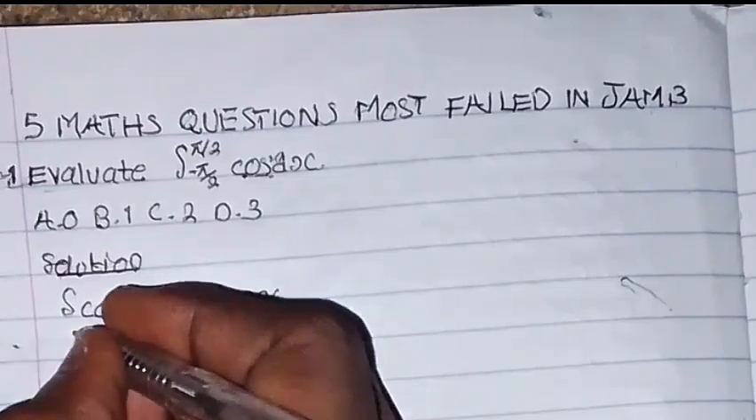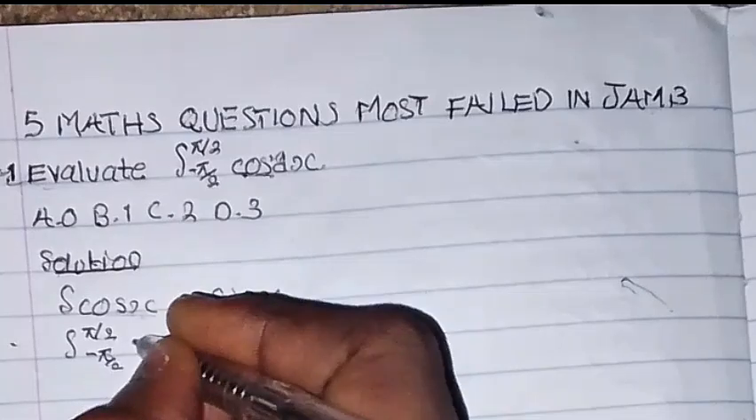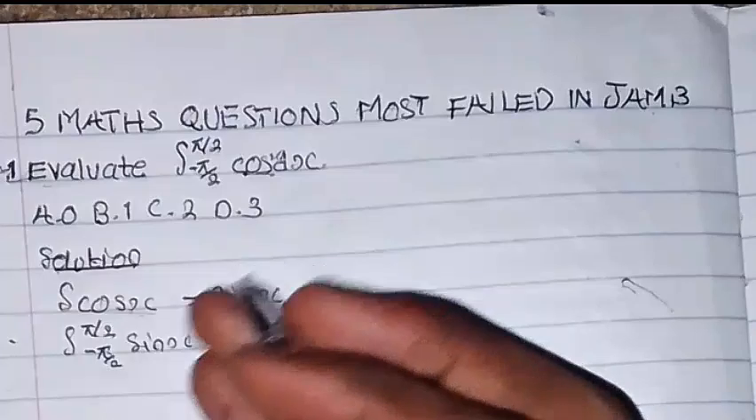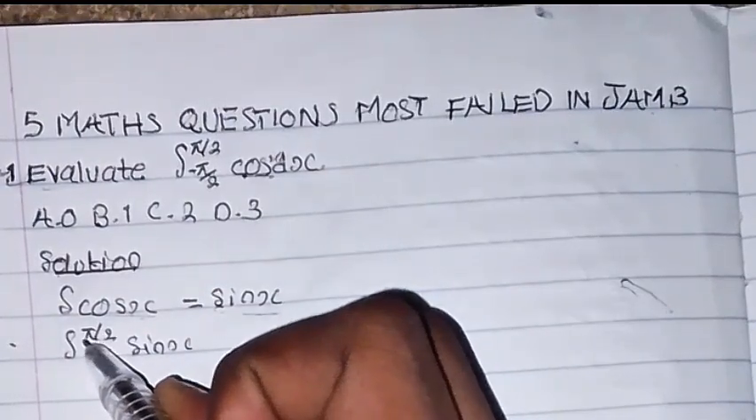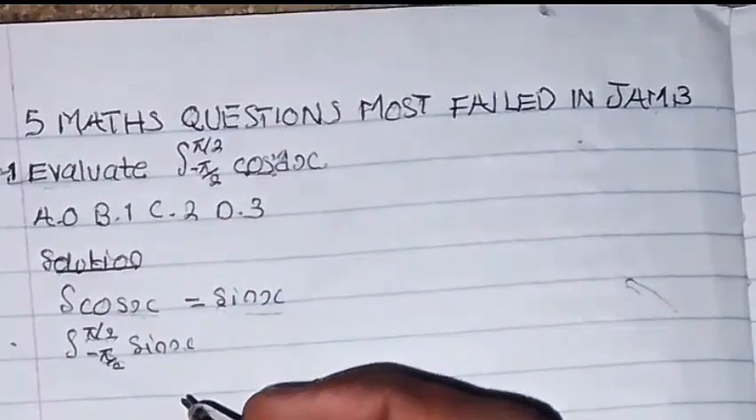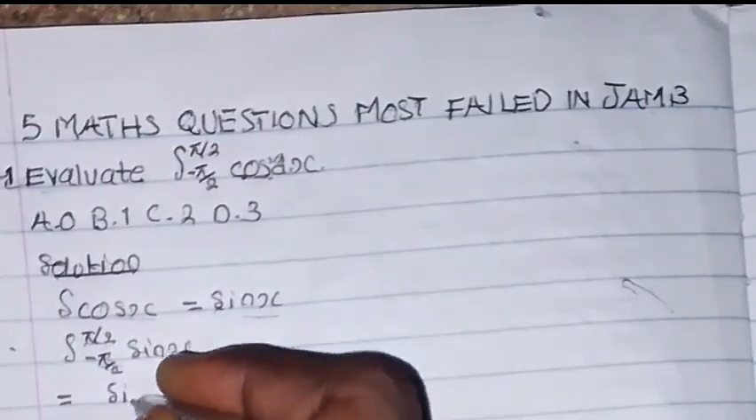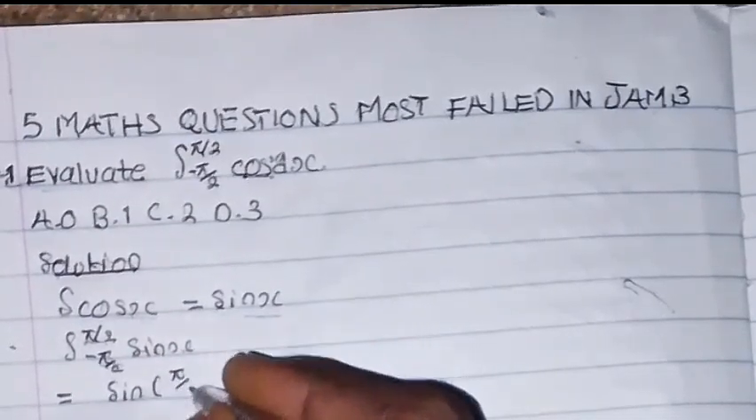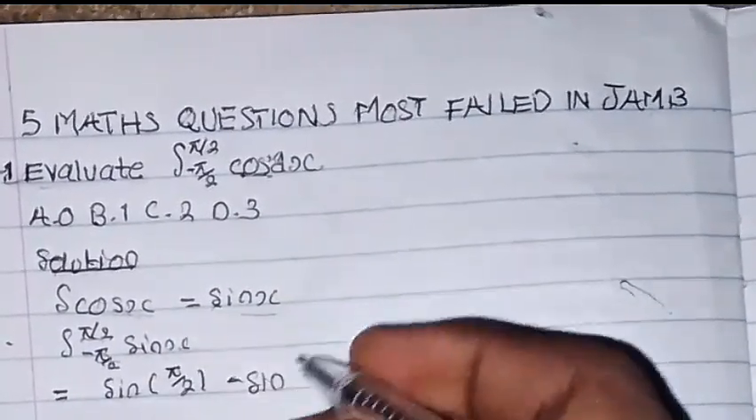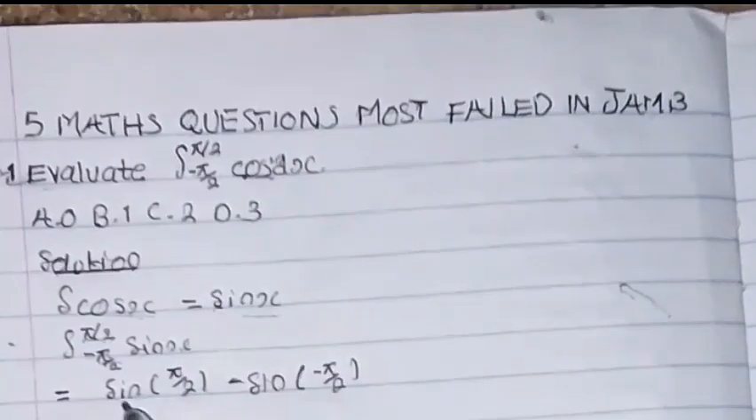So what we have left is now the upper limit pi over 2, lower limit minus pi over 2, and sine x. Now, how are we going to find our answer? The first thing is that we're going to replace x with the values of the upper limit and the lower limit, and then subtract both answers. Let me show you what I mean. So to get our answer, we're going to say sine pi over 2, which is the upper limit, minus sine again of the lower limit, minus pi over 2.